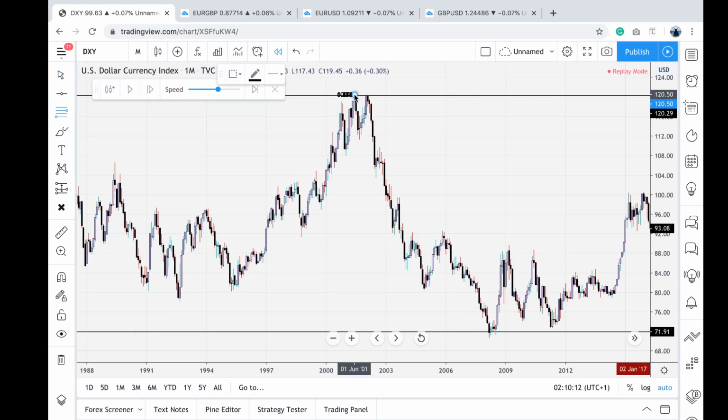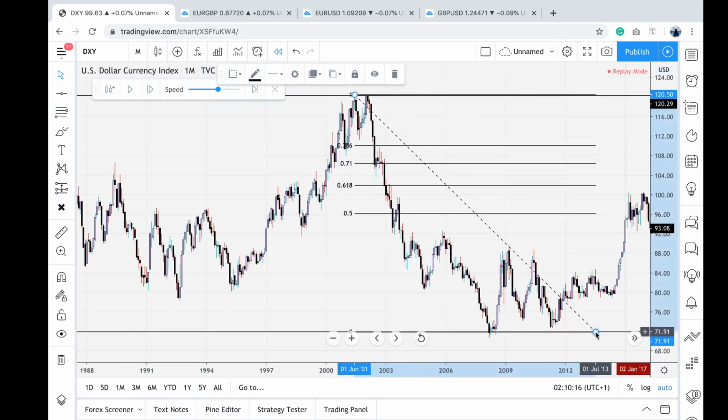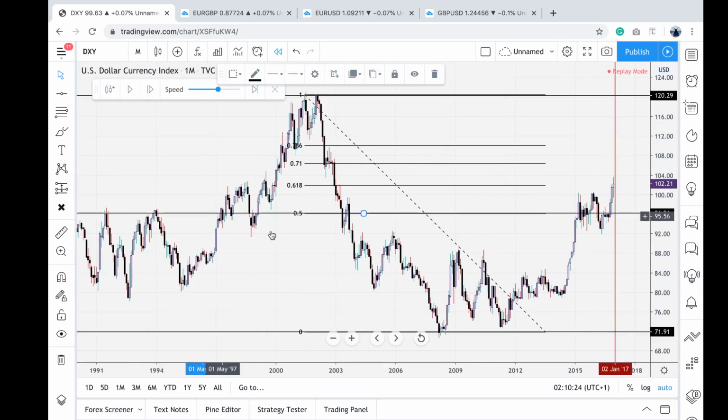Okay, so premium is where you can expect some sales to come in the marketplace, then discount is where you can expect some buys to come in the marketplace. So this is our discount level on the range.